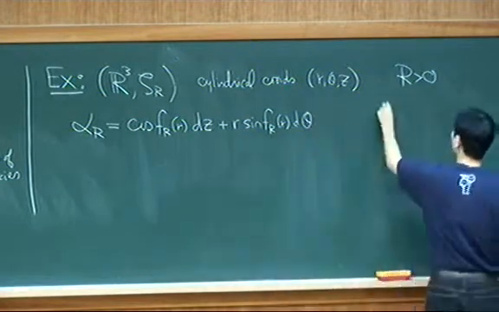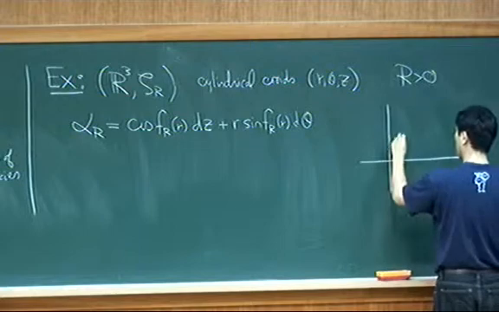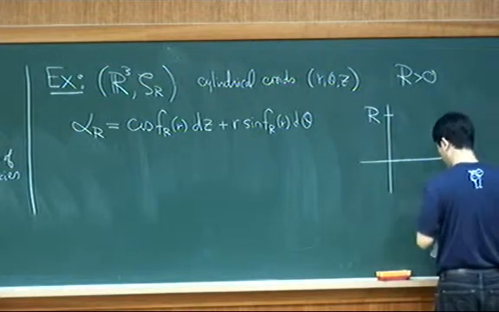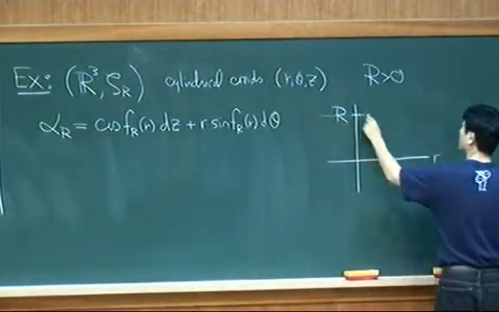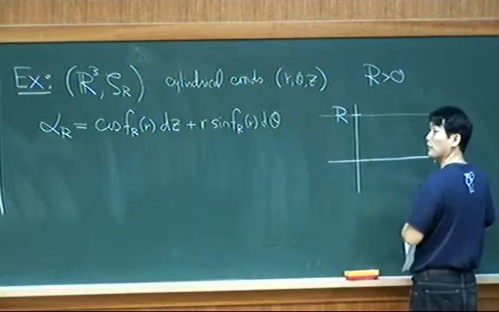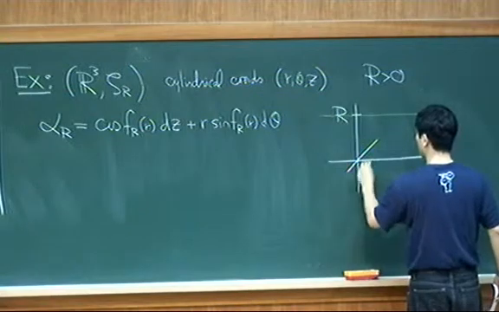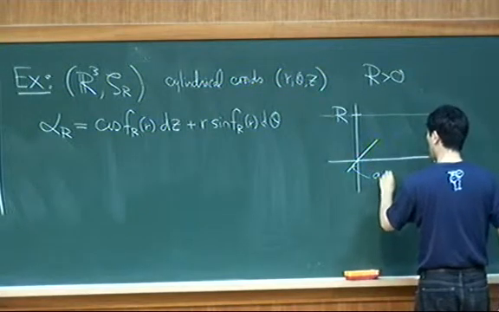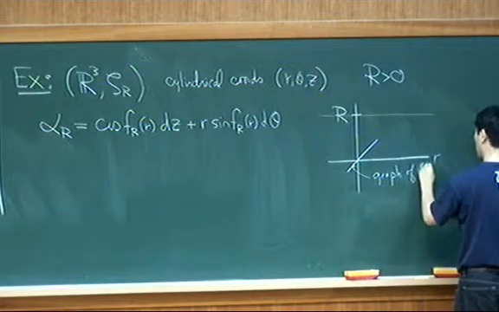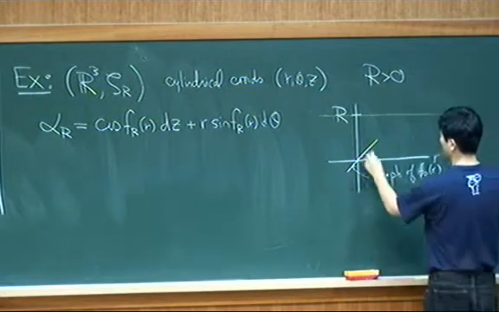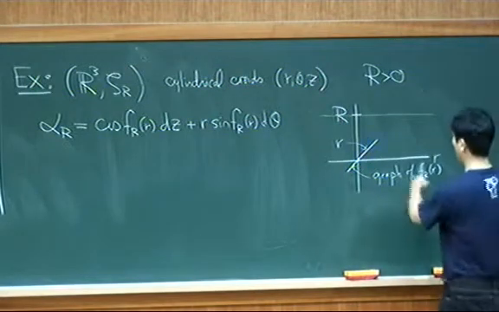And the function f sub R looks like the following. If this is the r coordinate, then this is some big R, some asymptotic height. The graph of the function that we want is something that looks like this, the graph of f sub R of r. Initially you want the function to be f of r equals r.